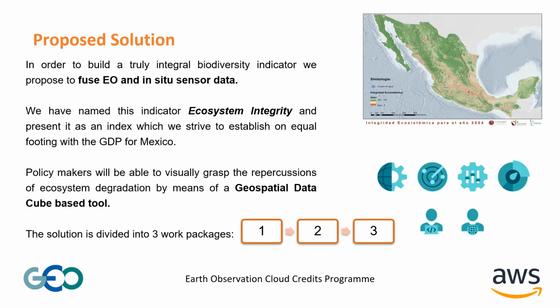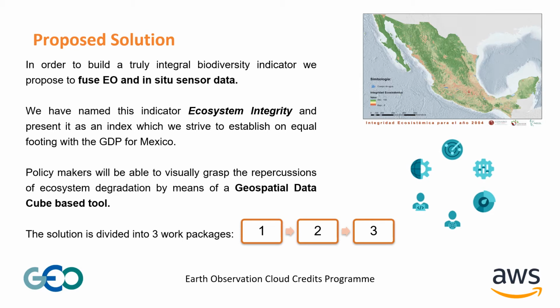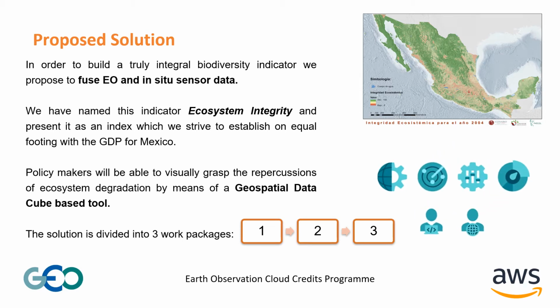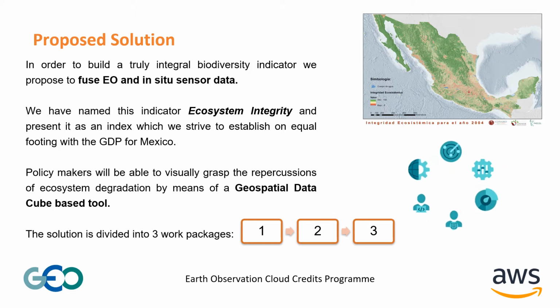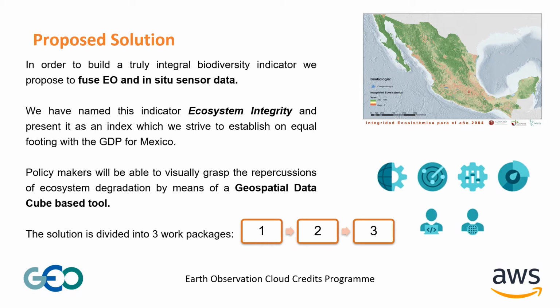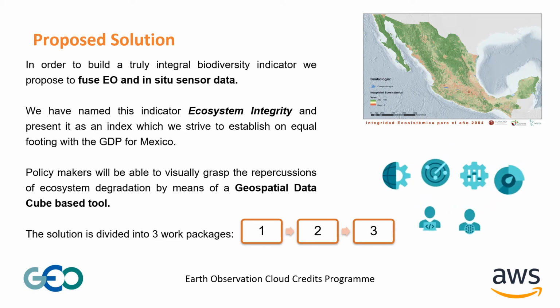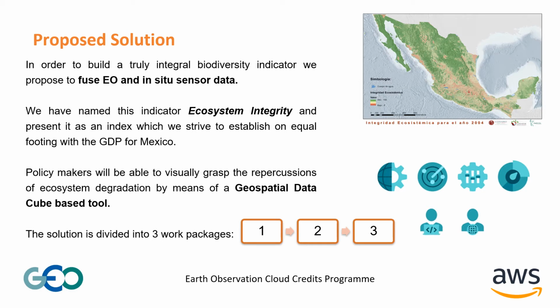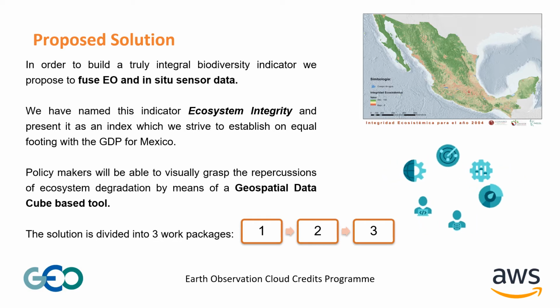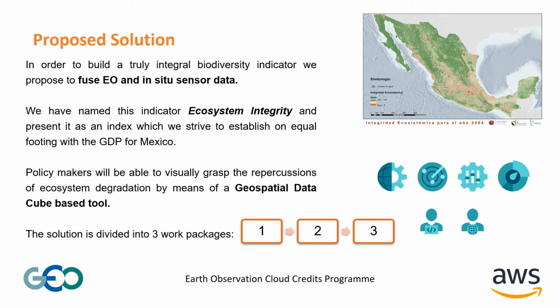In order to build a truly integral biodiversity indicator, we propose to fuse satellite Earth observations in the form of land use and land cover maps and in situ sensor data, mainly camera traps and sound recorders on over 400 sites in Mexico. However, additional photos, videos, and sounds have been collected in over 3,000 sites from the period of 2014 to 2018. We call this integration the Ecosystem Integrity Index, which we believe should be on equal footing with the GDP.